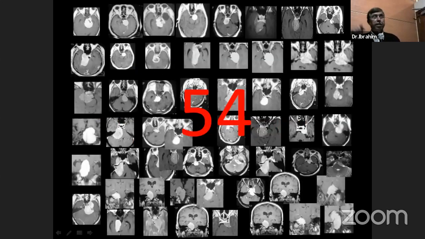So 54 had long follow-up. And these are the cases that I'm presenting. 54 petroclival meningiomas that I operated and followed for long, long years. I'm talking in some cases 20 years, 15 years, and so on.